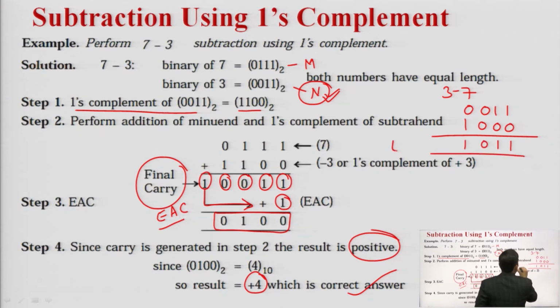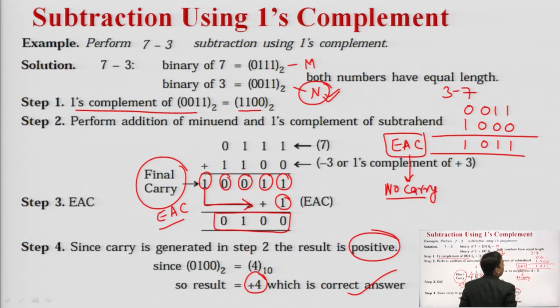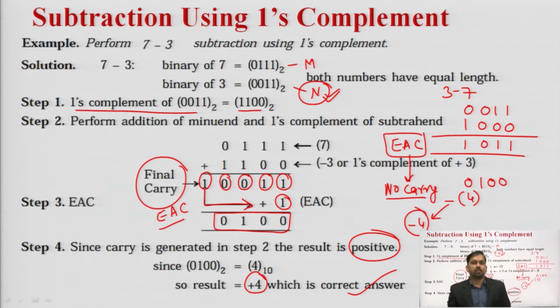Can you tell me what is the end around carry? End around carry is not generated. EAC is not generated, or we can say no carry. If there is no carry, then again take the ones complement of the answer and the result is negative. So this is 010, and the result is negative. So minus, and 010 is 4. So the result is minus 4. As we can see, 3 minus 7 is minus 4. So in this way we can perform the subtraction using ones complement.